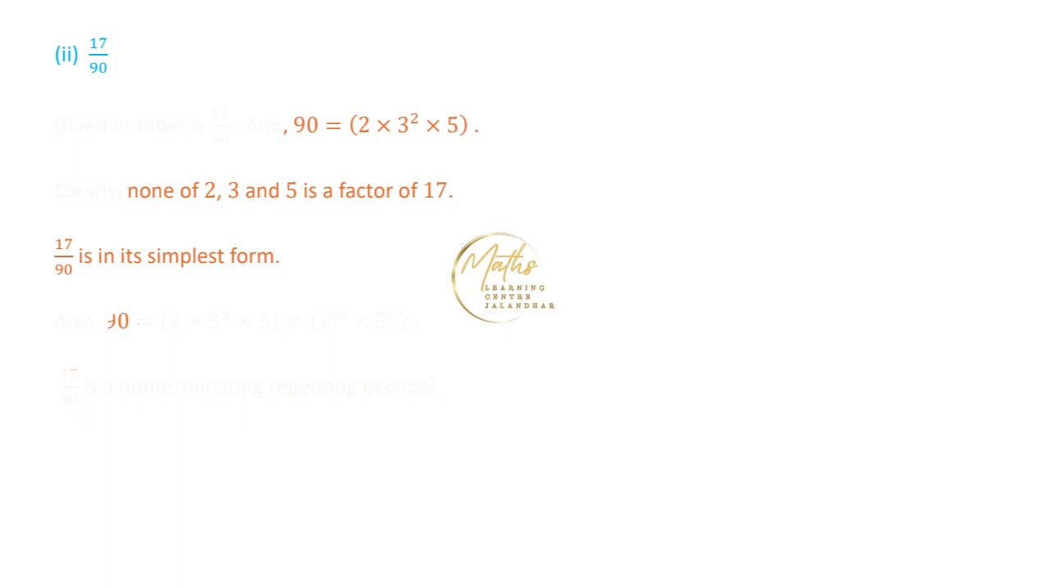Now 90 is equal to 2 into 3 raised to the power 2 into 5, and this is not of the form 2 raised to the power m into 5 raised to the power n, because there is another prime factor, 3, over there. So what we obtain from this is that 17 by 90 is a non-terminating repeating decimal. It will have a non-terminating repeating decimal representation.